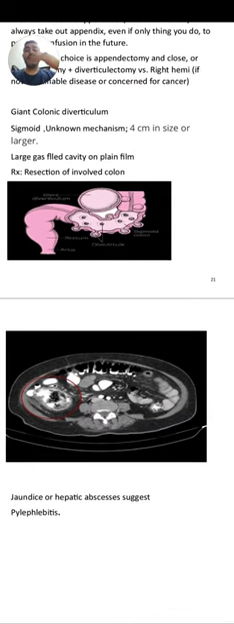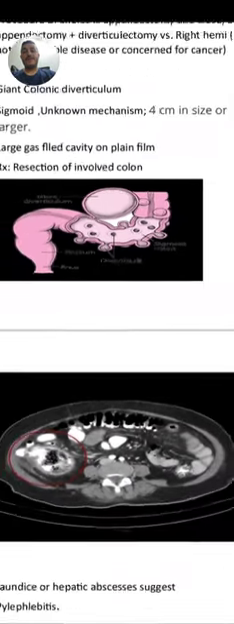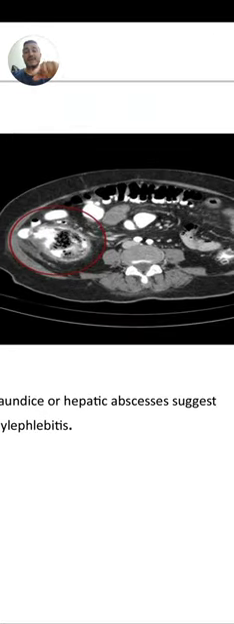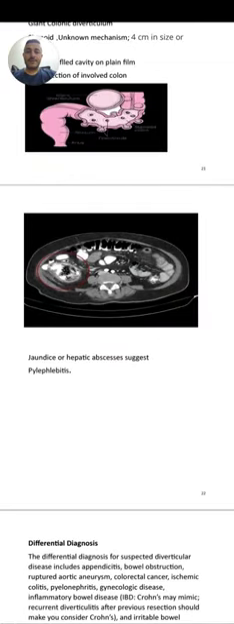A concept of the giant colonic diverticulum: any diverticulum above 4 centimeters in size is a giant colonic diverticulum, which is like a valve that permits gas to enter and doesn't allow it to leave. So it is a large gas filled cavity. You can see it here. It requires resection. Rare cases of transverse colonic diverticulum have also been reported. Here you can see in this picture pericolic fat stranding noted due to the diverticular disease.